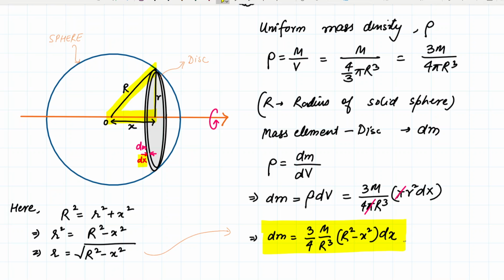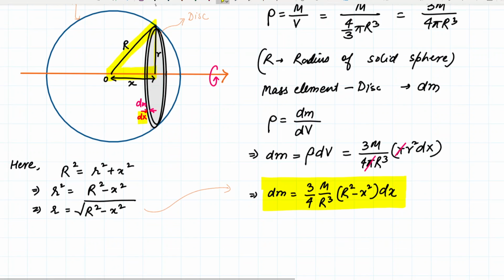Yes, we have obtained the mass of the disk element. Therefore all we need to do is find out the moment of inertia of this disk element with respect to an axis perpendicular to its plane. What will it be? 1/2 dm r square.